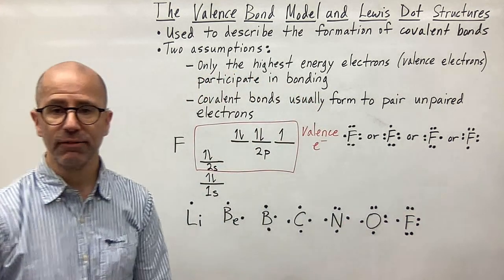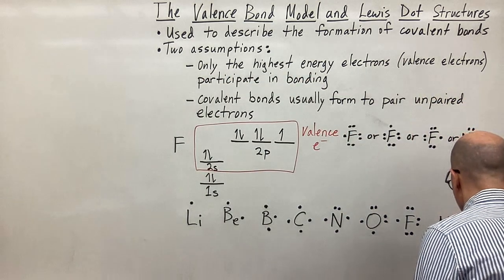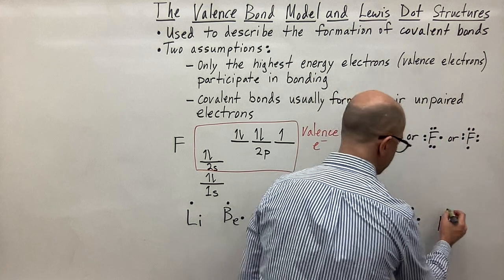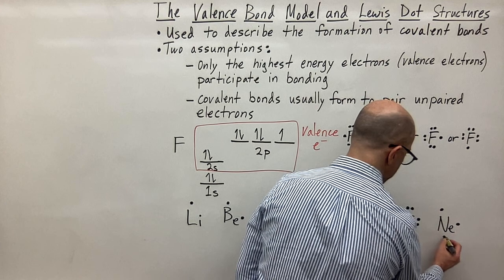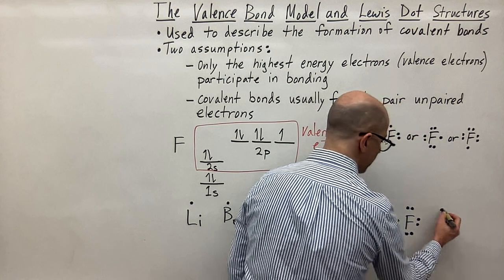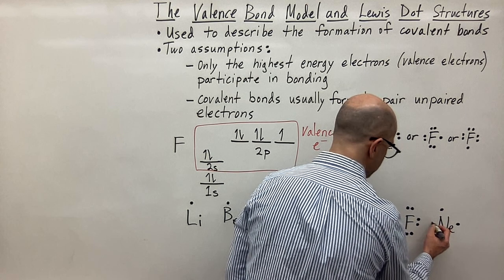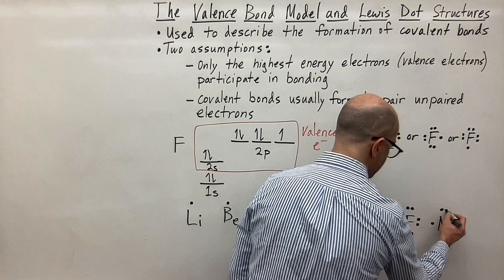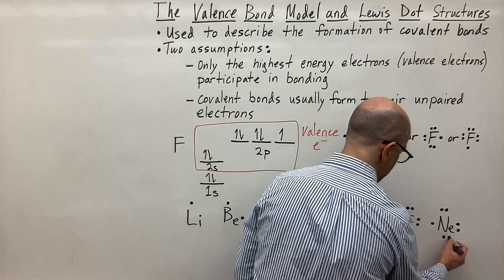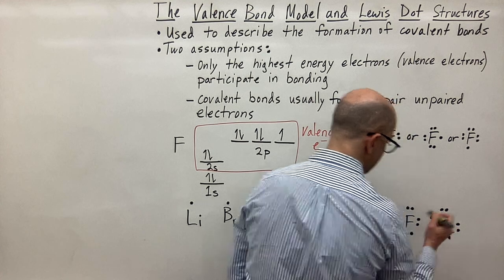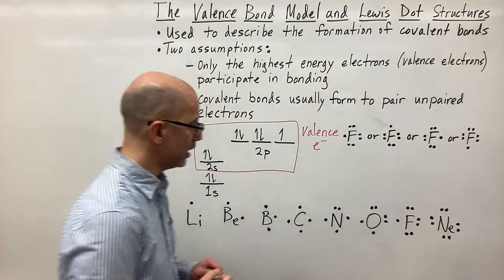And then finally we have neon. Neon has 8 valence electrons. It's in group 8. So again, 1 on the top, 2 on the right, 3 on the bottom, 4 on the left, 5 on top again, 6 on the right again, 7 on the bottom again, and 8 on the left again. So there I have my neon.